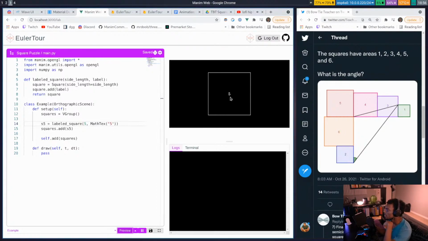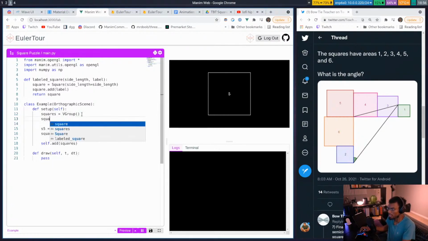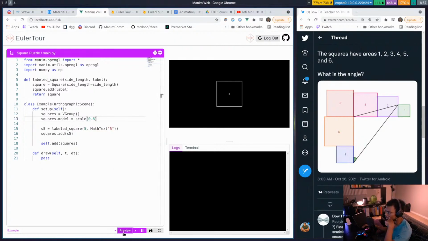I will want the LaTeX to have a constant size. I don't think I want that to be scaled. So if I do like squares, that model equals scale. And then what I want to do is scale this. That scales the number 2.